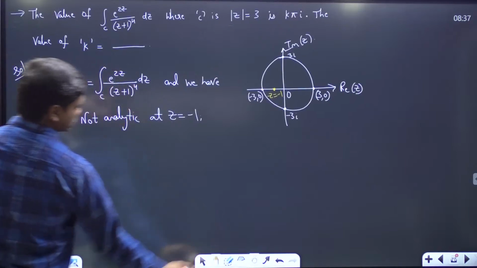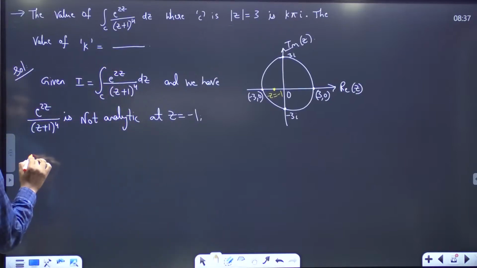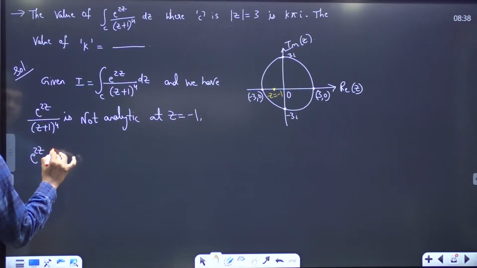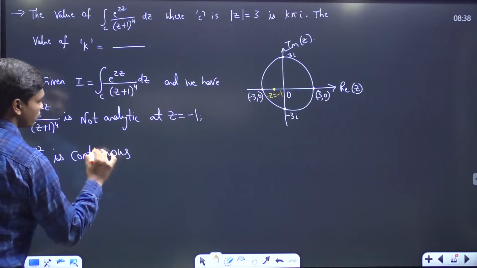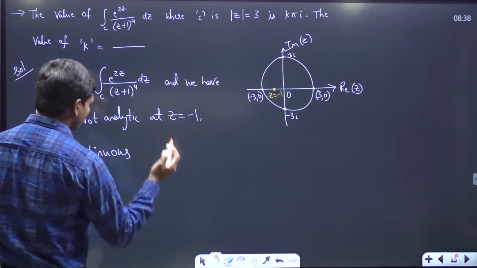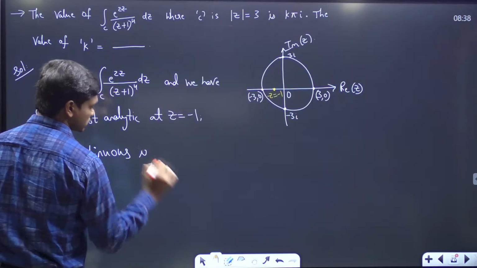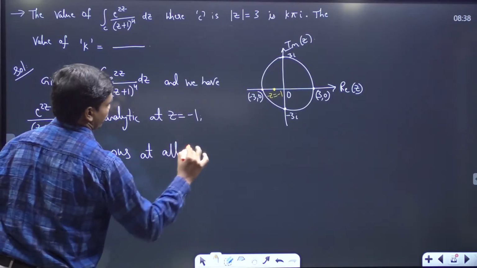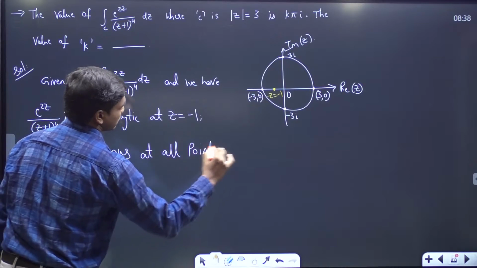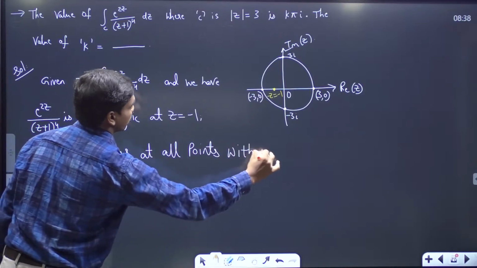So see here, e power 2z is continuous and differentiable because it's just an infinitely extending positive power series of z. So e power 2z is continuous at all points within C.